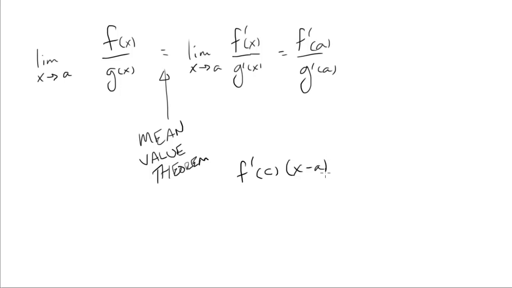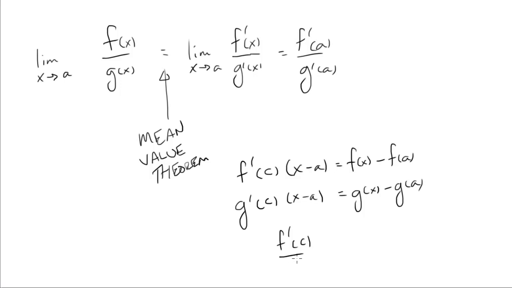I don't know where it is. Good for g, same way. I'll use the same c, which I have to prove I can do. So when I divide and plug in that f of a and g of a are both 0, there's my connection. Now, as x goes to a, c is sandwiched in between, so c goes to a. This really limits c goes to a, f prime c over g prime c, relabel c as x, and we have it.